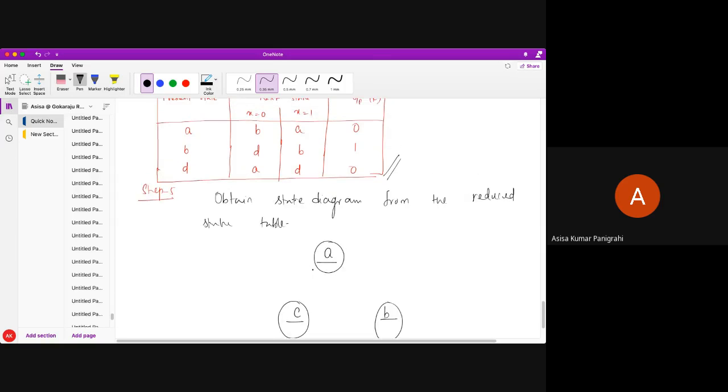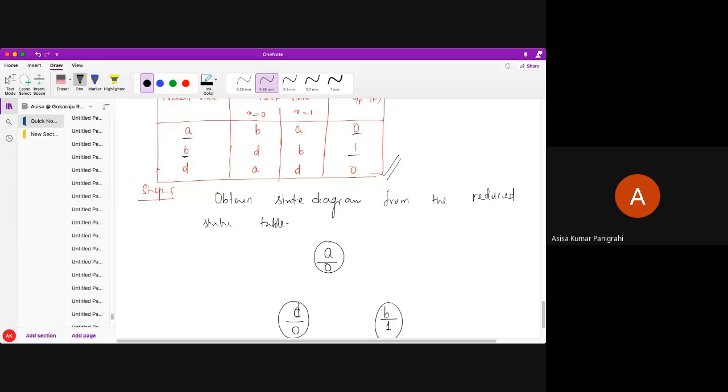Now, what are my outputs? For present state A, my output is 0. So I am just going to write down my output is 0. For present state B, my output is 1. For present state D, my output is 0. Simple. Now I have to do the state transition.